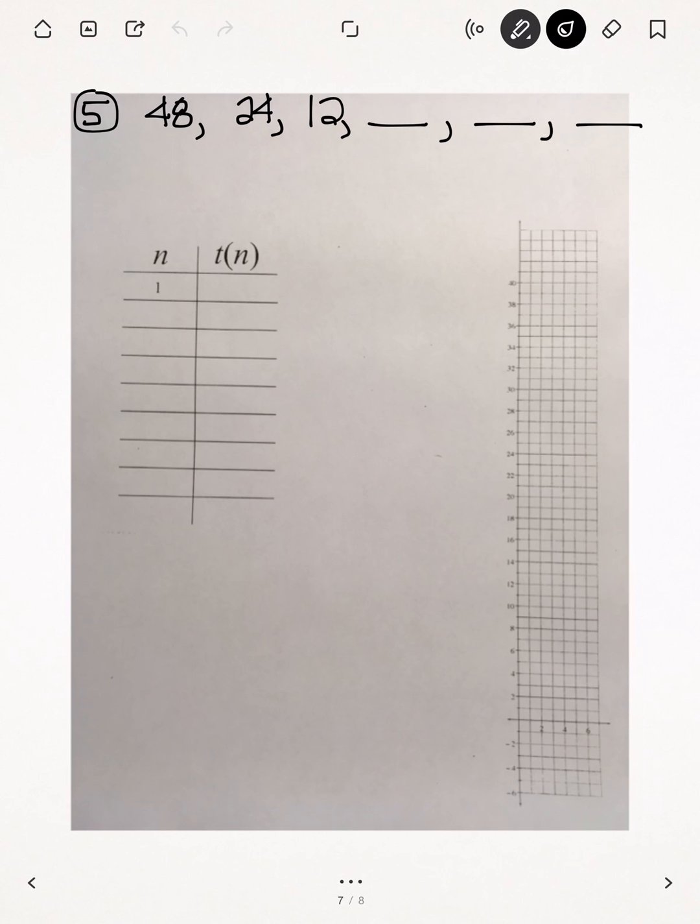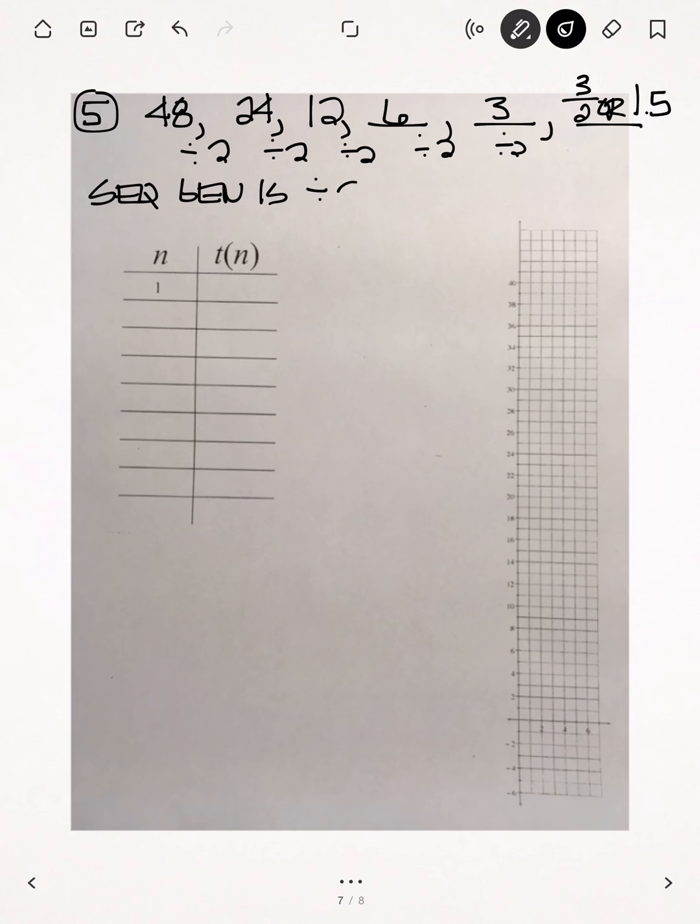If I divide by 2, I get 24. And 24 divided by 2 is 12. And 12 divided by 2 is 6. 6 divided by 2 is 3. And 3 divided by 2 is 3 over 2, or we could say 1.5 if you divide it on your calculator. So my sequence generator is dividing by 2.